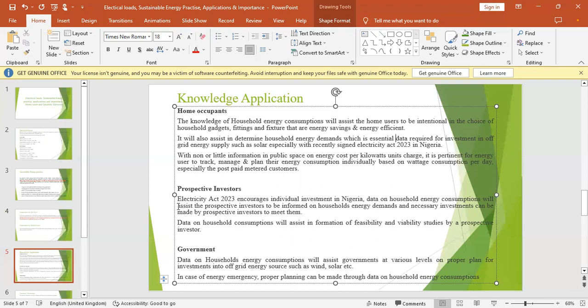To a prospective investor, data on household energy consumption will assist the prospective investor to be informed of household energy demand and the necessary investment that can be made by a prospective investor to meet them. It will also assist them with information for feasibility studies.